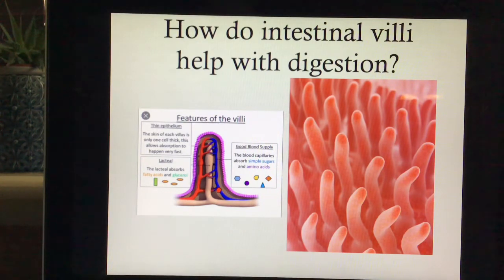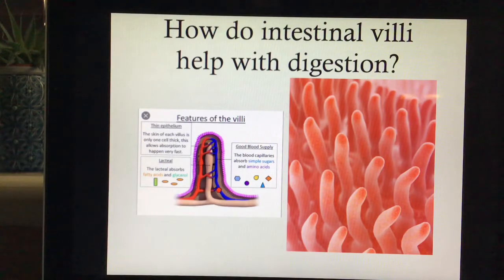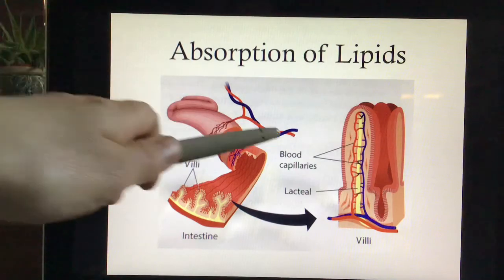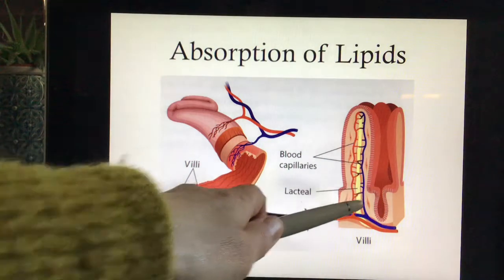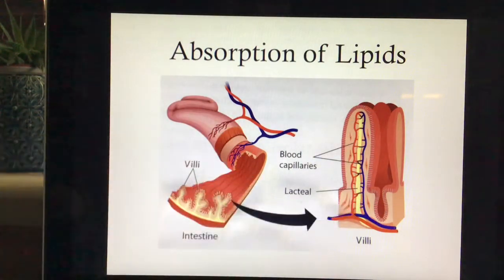Now within each of those finger-like projections that are really, really tiny, you've got a blood capillary that's going up and down it, and also a lacteal, which is attached to your lymphatic system. The lacteal absorbs fatty acids and glycerol, and the blood capillary absorbs simple sugars and amino acids. You can see that in a little bit of a larger drawing here. We've got our blood capillaries absorbing amino acids and sugars, and our lacteal, which are absorbing glycerol and fatty acids. The lacteal will leave the villi and congregate into the lymphatic system.